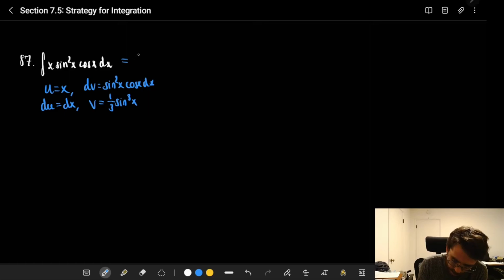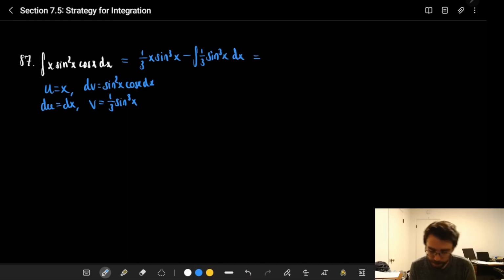So this equals uv, 1/3 x sine cubed x, minus integral v du. And maybe I've tied myself in knots here, but maybe not. Let's forget the parentheses. That integral should be doable, right? That's fairly standard.